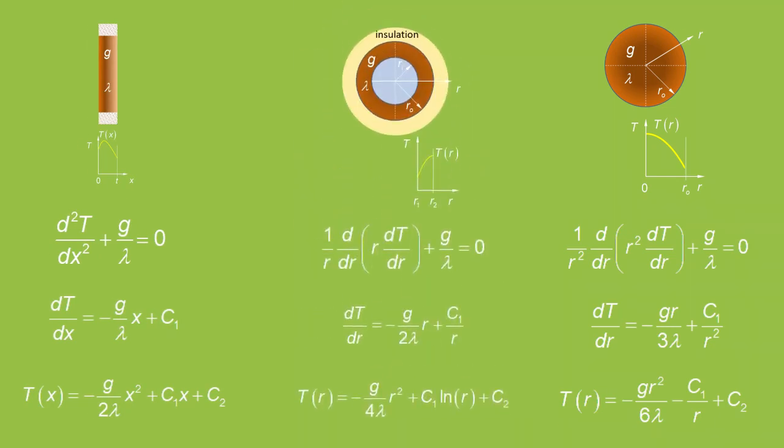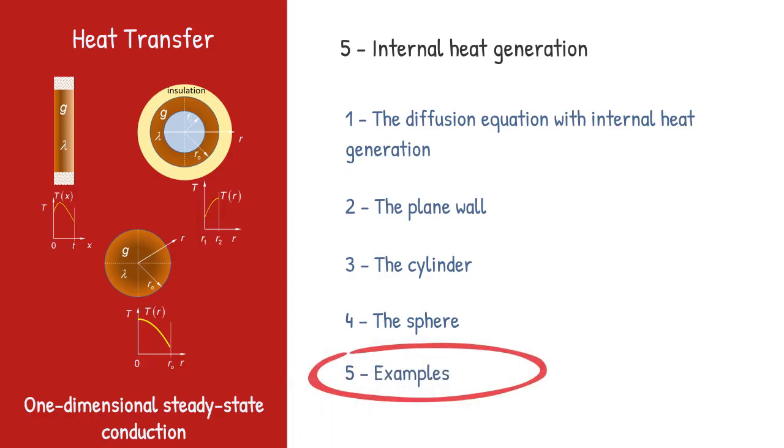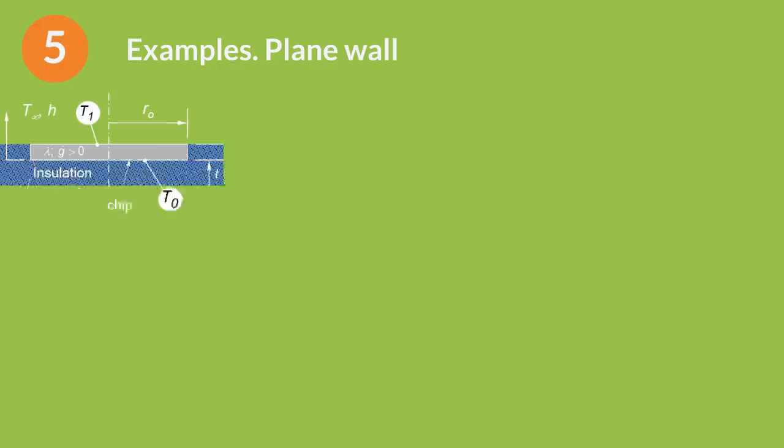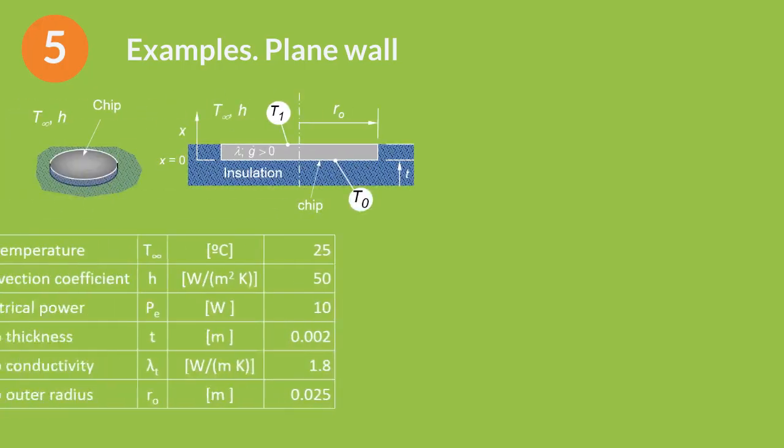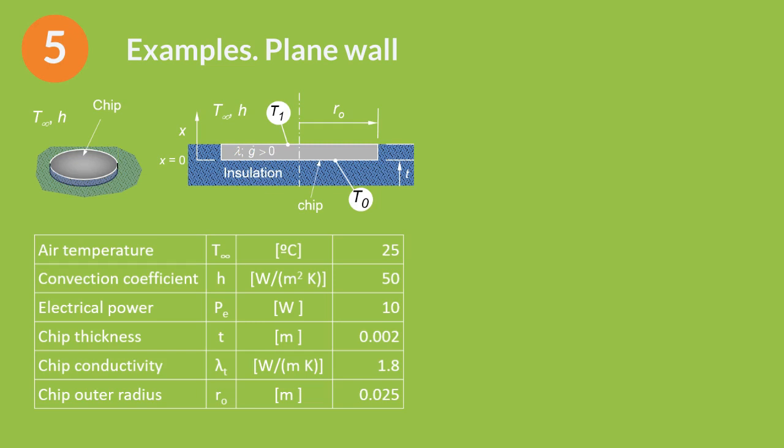Now, it is time to apply these results to solve exercises of internal heat generation. Examples. A disc-shaped electronic chip is installed horizontally on an insulating medium. In steady state, the chip consumes an electrical power, PE, of 10 watts. Using the data given in the table, calculate the surface temperature, T1, and the maximum temperature, T0. Stop the video here and try to solve this exercise.